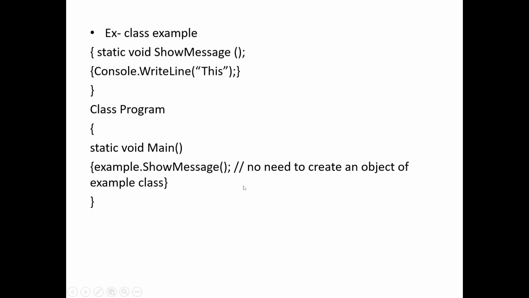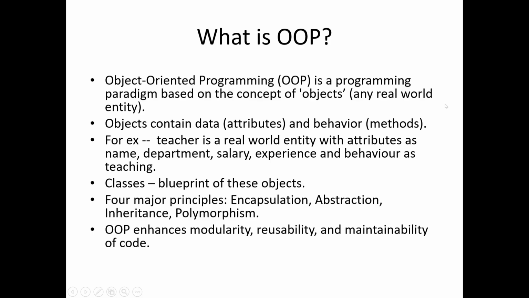Now moving on to the main topic, OOPS. What is OOPS? OOPS is Object Oriented Programming. It is programming based on the concept of objects, which are real world entities. Now what are objects? Objects are real world entities. Objects have attributes, meaning an object contains data as well as behaviors, which we call methods in a programming language.